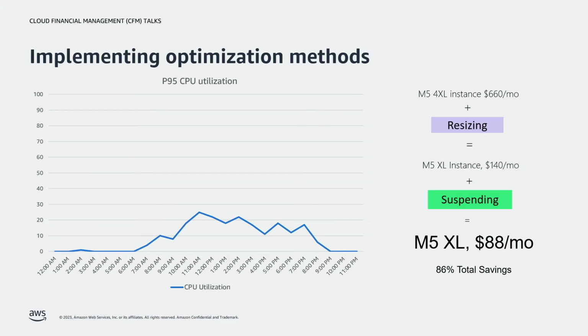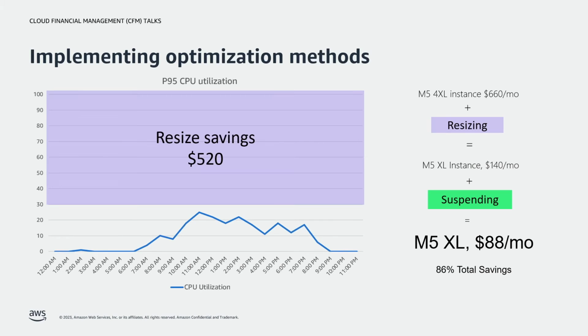We can still downsize this server by looking at the utilization metrics and providing a recommendation for a size that would meet the performance needs of this application running. So if we were to resize this workload, we go from an M5-4XL to an M5XL, which would be a reduction from $660 a month to $140 a month. That's $520 of savings. Pretty significant. So right sizing alone has a fairly significant cost savings.